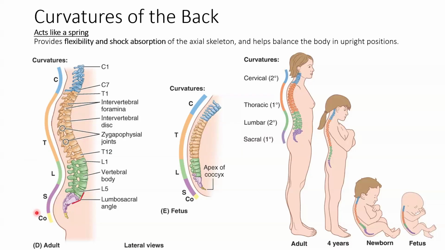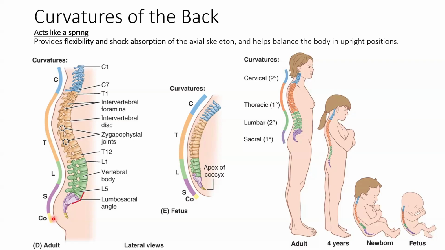These curvatures are found in 4 places. So we have a cervical curvature, a thoracic curvature, a lumbar curve, and then a sacral curve or sacral coccyx curve. Those curves are categorized into 2 types, our primary curves and our secondary curves.